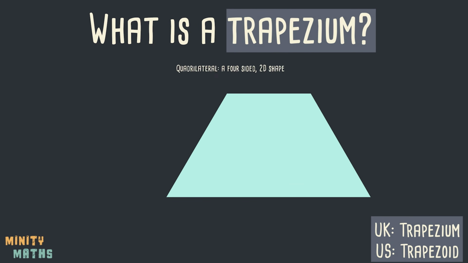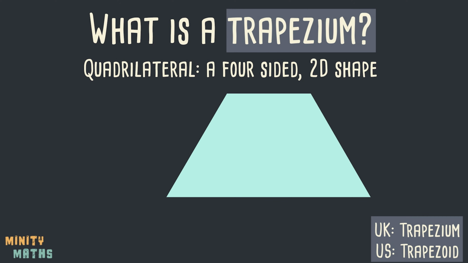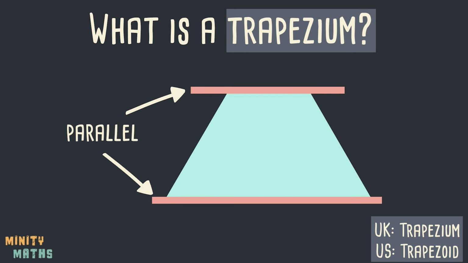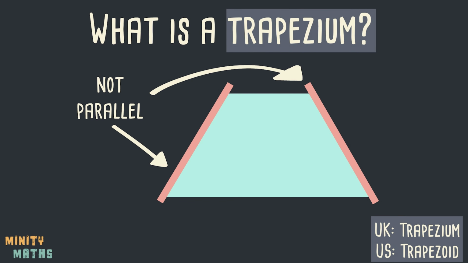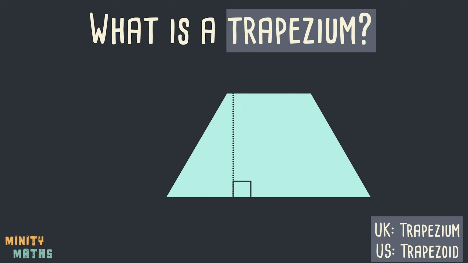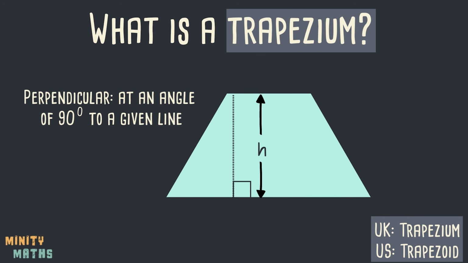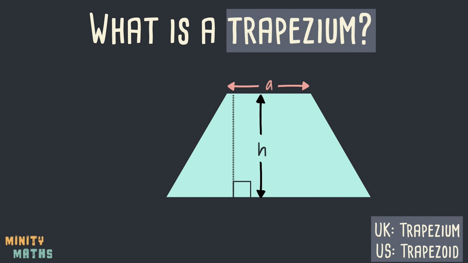A trapezium is a quadrilateral with a pair of sides that are parallel. We usually know the perpendicular height of the trapezium along with the lengths of the parallel sides, which are usually labelled A and B. With this information, we can find the area.